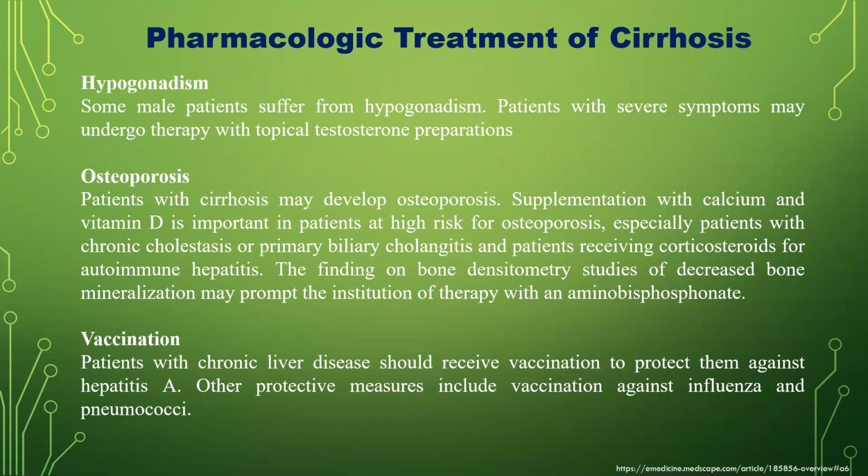Patients with cirrhosis may develop osteoporosis. Supplementation with calcium and vitamin D is important for patients at higher risk of osteoporosis, especially patients with chronic cholestasis or primary biliary cholangitis, and patients receiving corticosteroids for autoimmune hepatitis. Findings on bone densitometry studies of decreased bone mineralization may prompt the institution of therapy with an aminobisphosphonate. Patients with chronic liver disease should receive vaccination to protect them against hepatitis A. Other protective measures include vaccination against influenza and pneumococci.